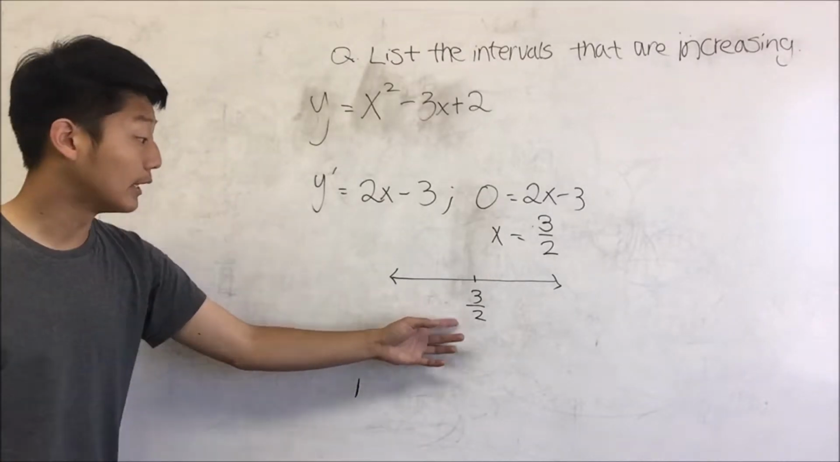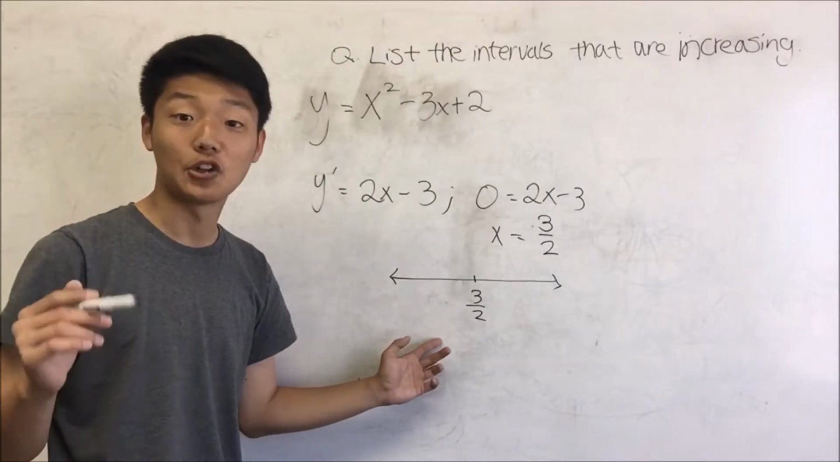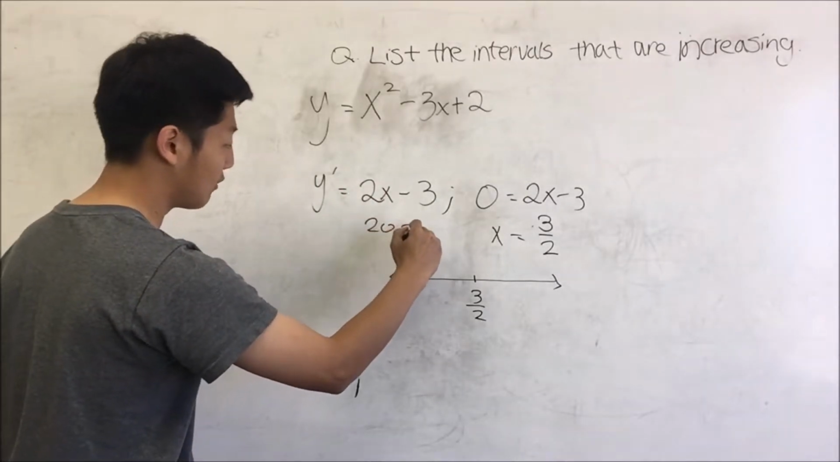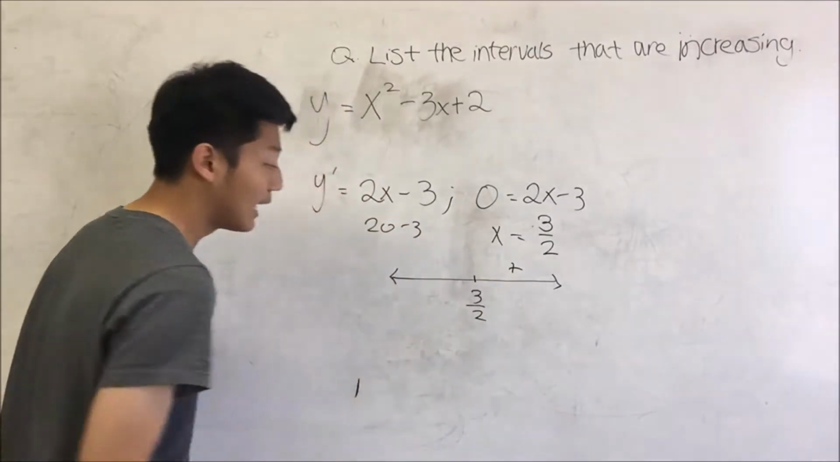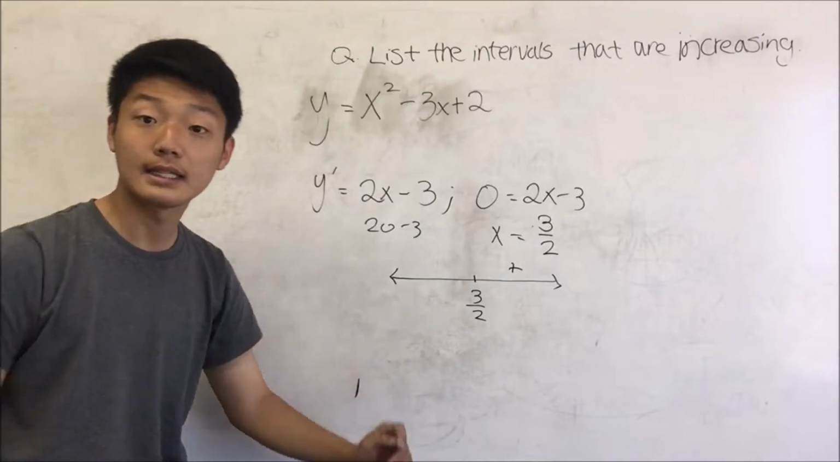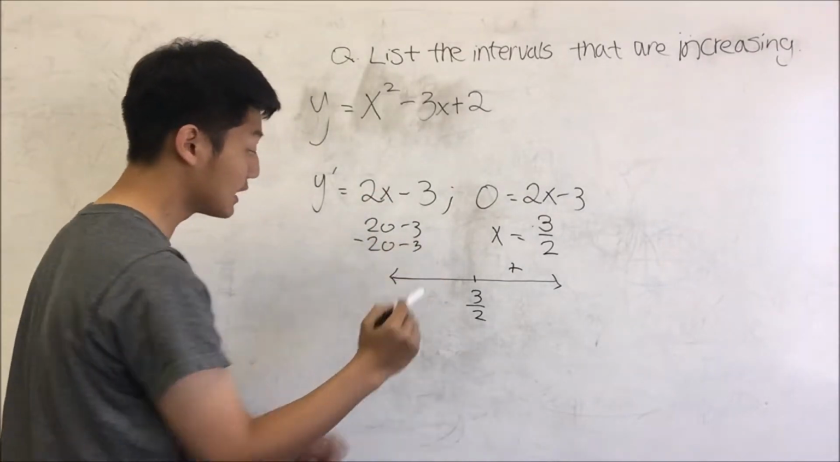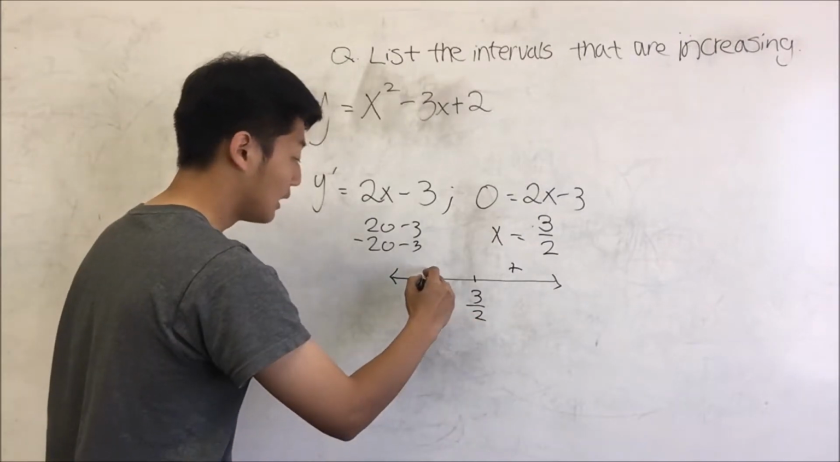So what's greater than 3 over 2? I'll just plug in 10. If I plug in 10, it will be 20 minus 3, which is positive, right? And lower than that, I'll plug in negative 10. Negative 10 gives negative 20 minus 3, which is negative 23, so negative.